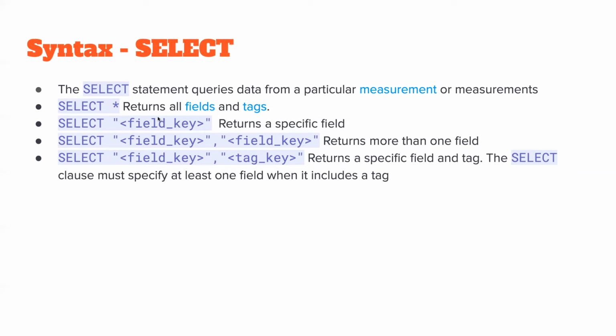You can select a field key, returns a specific field. You can select multiple field keys, and it returns more than one field. All you have to do is separate it with a comma. And then you can also select field keys and tag keys, and it can return specific fields or tags, whatever you want. It's just important when you're selecting more than one thing, you include a comma to separate that. And it's important to note that it's pretty much the same as MySQL, if not exactly the same.